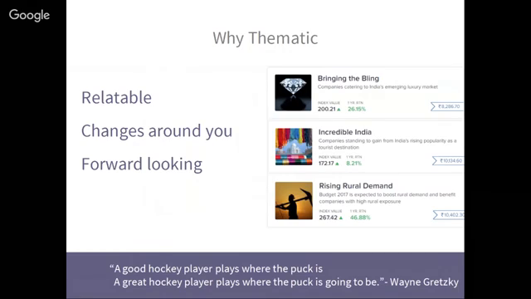Now, you can see some examples of the smallcases on our platform on the slide. For example, we have a smallcase called Bringing the Bling. It consists of companies which are catering to the emerging luxury market in India. We are seeing that income levels across the country are going up. People are spending more on luxury items. So if you want to take benefit of such a change, you need to go and invest into this smallcase. The second is Incredible India.